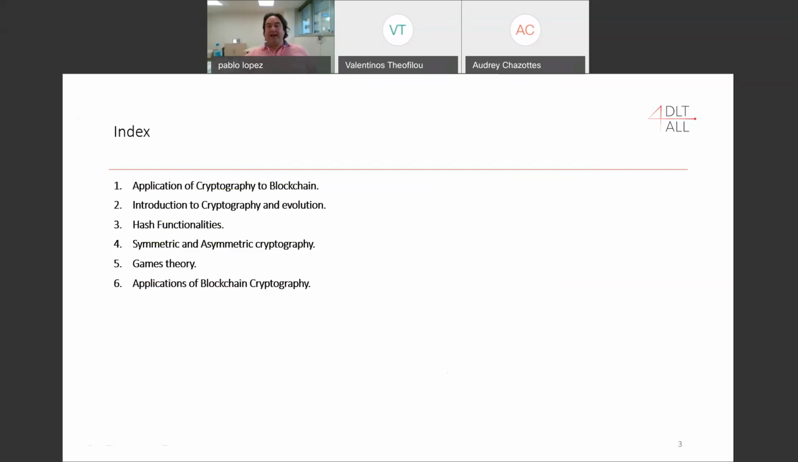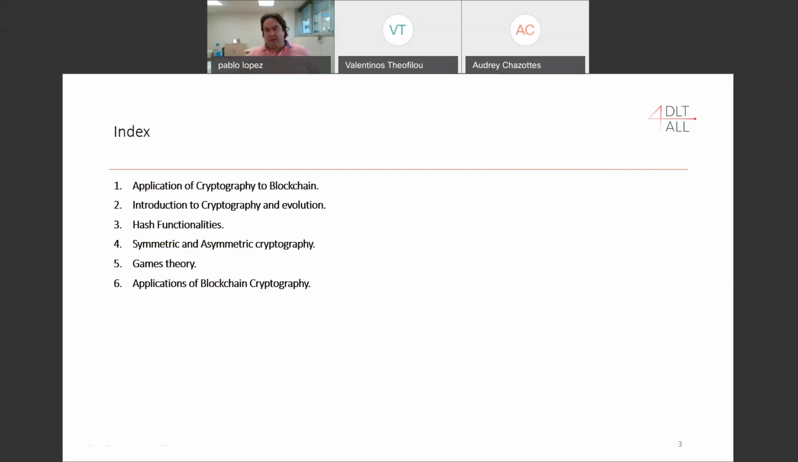We will see the hash functionalities. That is the main point, and the point that will allow us to continue with the different modules of this seminar. We will talk about symmetric and asymmetric cryptography. We will see different protocols, and we will look at how cryptography is used in game theory. And with game theory, you will go deeper in the next module.